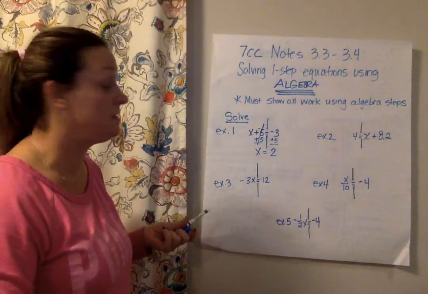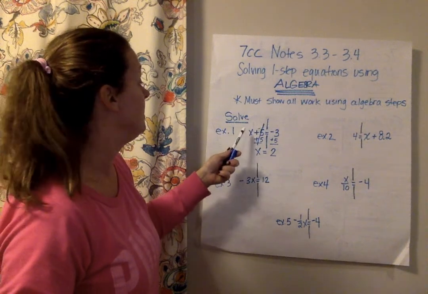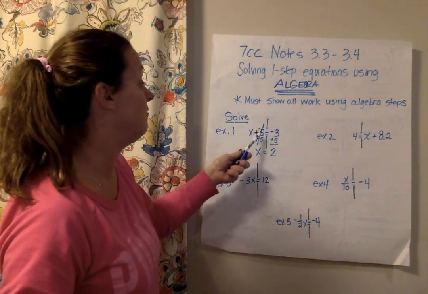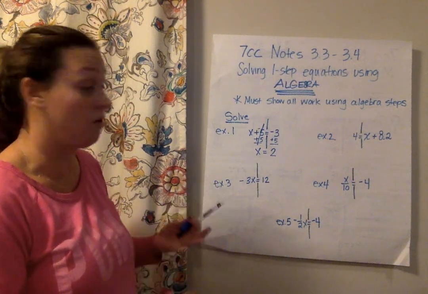And I can plug that back into the equation to check. X is equal to 2. Is 2 plus -5 equal to -3? It is. So I've now done the equation and I've solved it correctly.